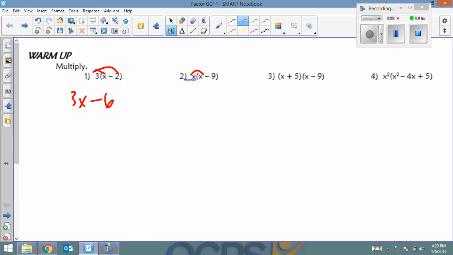Same with here. We're going to do x times x, and that's going to give me x squared. And then x times -9 is -9x. Remember here, this is what we did the other day.